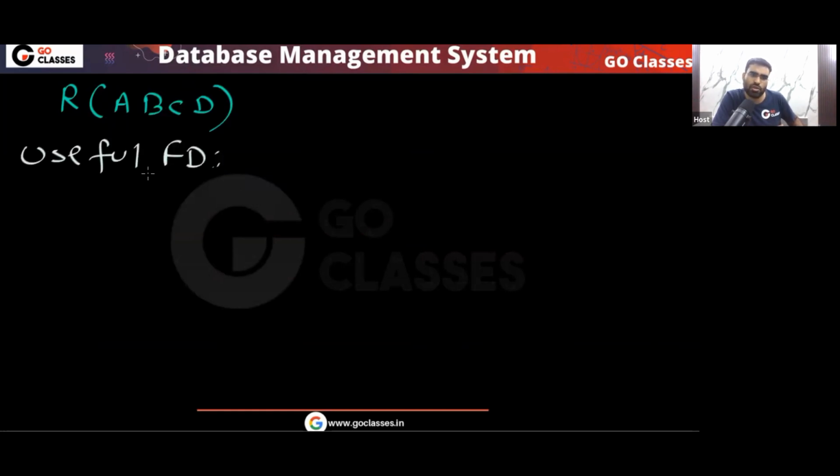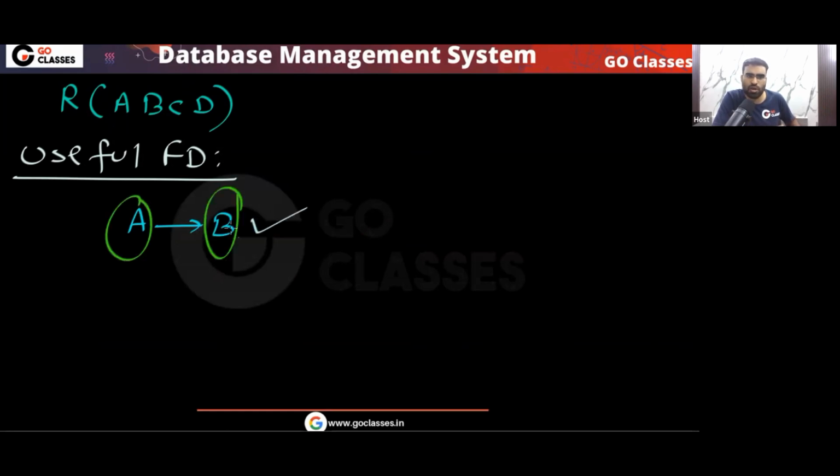For example, if you have a relation with four attributes, tell me which of them are useful FDs. First you understand the definition, then you solve the question. For example, is A determining B a useful FD? Yes, this is a useful FD. You can easily see this is non-empty, this is non-empty, and they have nothing common. What about A determining AB? This is not a useful FD because A is common.